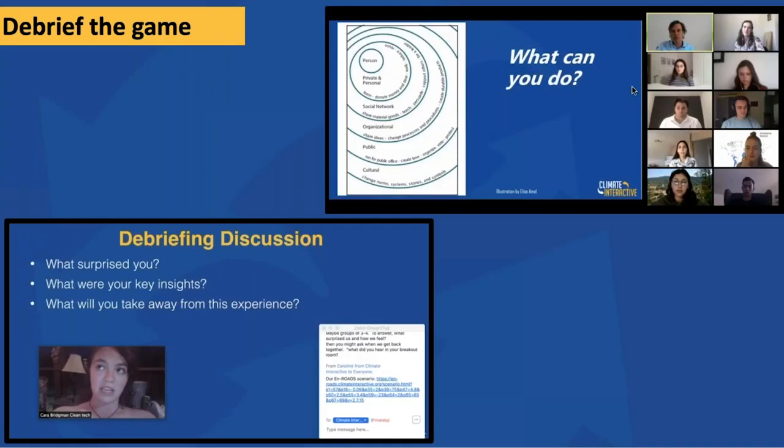After that's done, make sure you leave some time for a debrief of the game. So this is an opportunity to take a step back, ask your participants to take off their role-playing hats and return to themselves, and talk about some of the insights that they had while going through the experience. This can be an important way to just solidify and capture those different learning moments and the different things that came up for people as they played the climate action simulation.